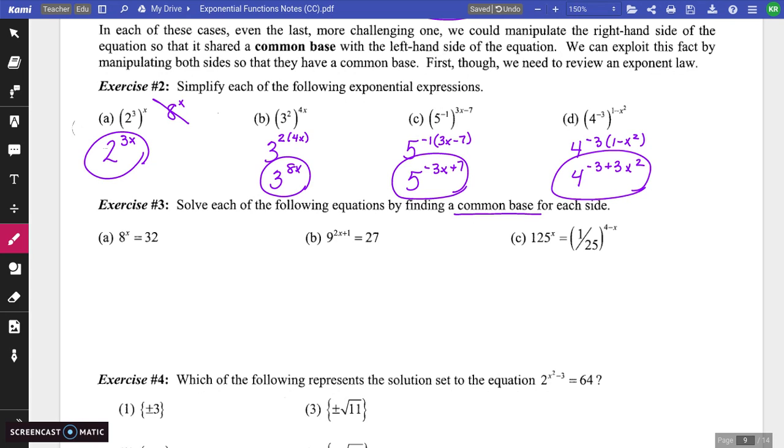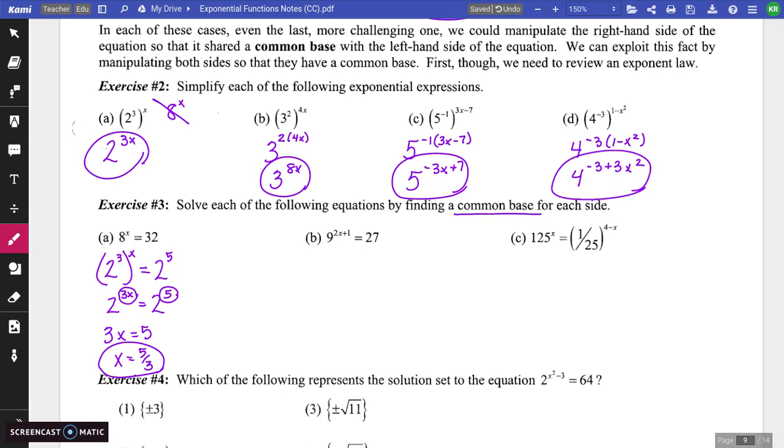Okay, so if you think, 8 is 2 cubed. So we could go 2 cubed to the x. Now, can you rewrite 32 with a base of 2? And you can. 32 would be 2 to the 5th power. So using our power to a power rule, this would be 2 to the 3x power equals 2 to the 5th power. So this is a true statement. Then these exponents must be equal to each other. So 3x equals 5. X is 5/3.